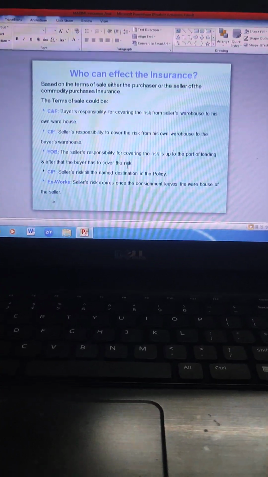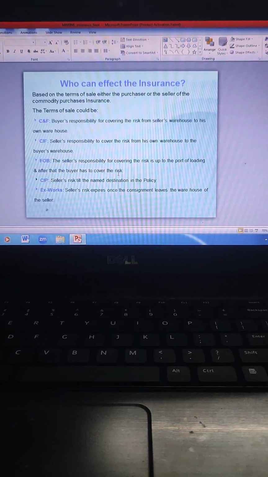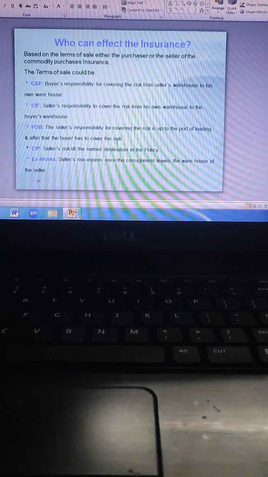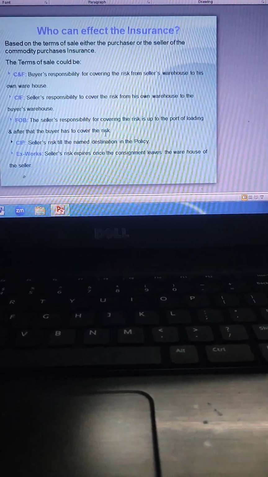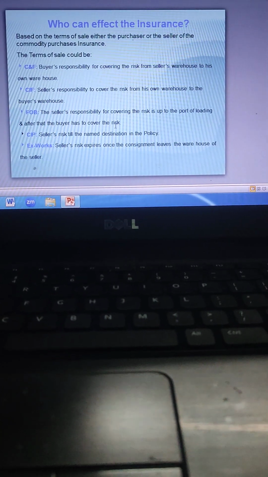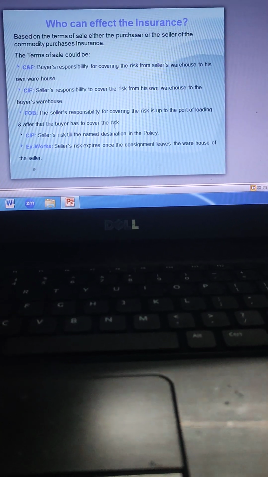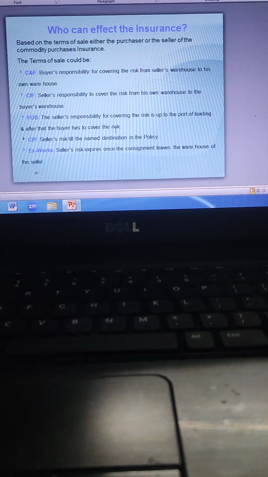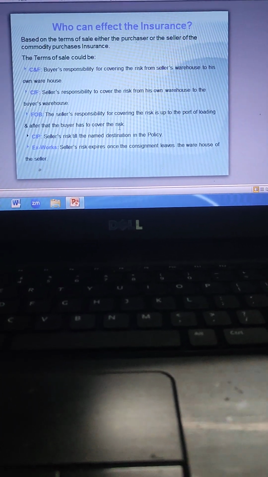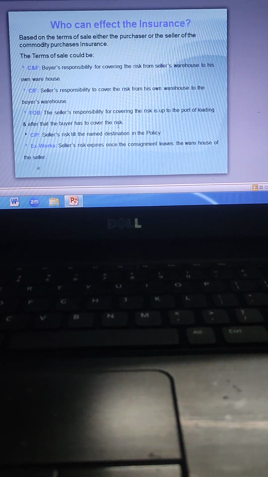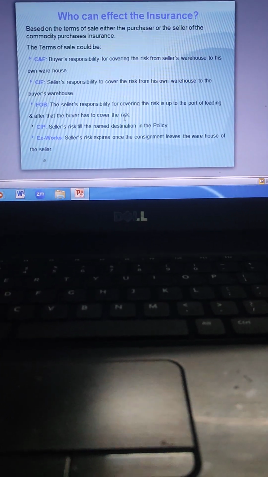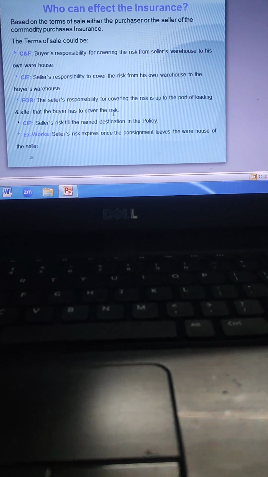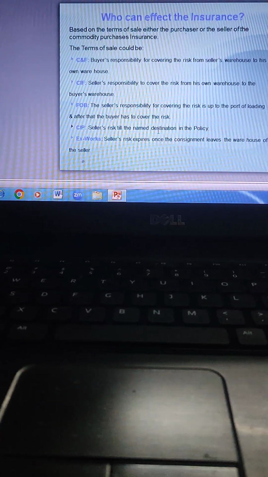Then FOB, that is known as free on board: the seller's responsibility for covering the risk is up to the port of loading, and after that the buyer has to cover the risk. Then CIP: the seller's risk is till the named destination in the policy. And Ex-works: the seller's risk expires once the consignment leaves the warehouse of the seller.